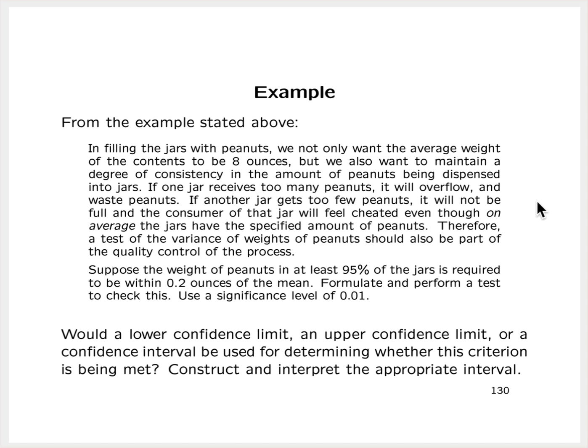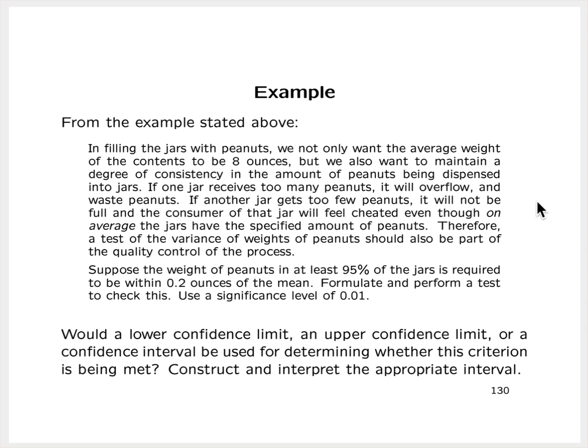If another jar gets too few peanuts, it will not be full, and the consumer of that jar will feel cheated, even though, on average, the jars have the specified amount of peanuts. Therefore, a test of the variance of the weights of peanuts should also be part of the quality control of the process. So with this in mind, suppose that the weight of peanuts in at least 95% of the jars is required to be within 0.2 ounces of the mean. Formulate and perform a test to check this and use a significance level of 0.01.